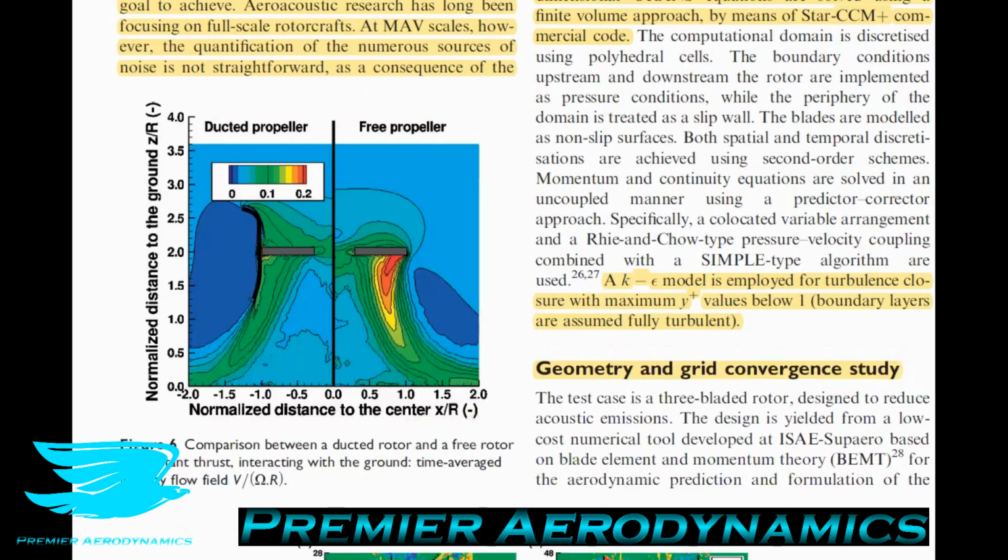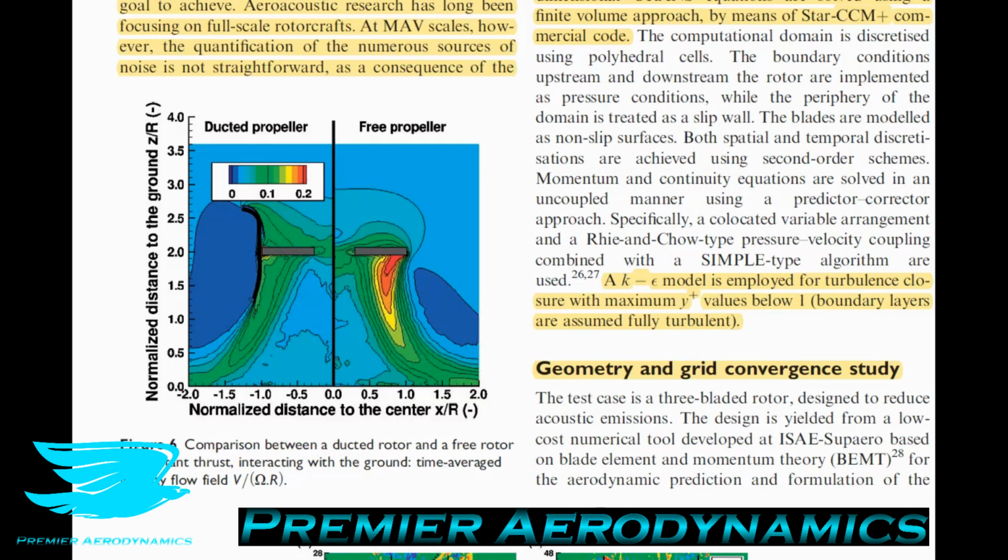Now, for their CFD, this is a little bit interesting. They say that a k-epsilon model is employed for turbulence closure with maximum y+ values below 1, so boundary layers are assumed fully turbulent. That's good in terms of the y+ values below 1. The k-epsilon model is like a piece of garbage.